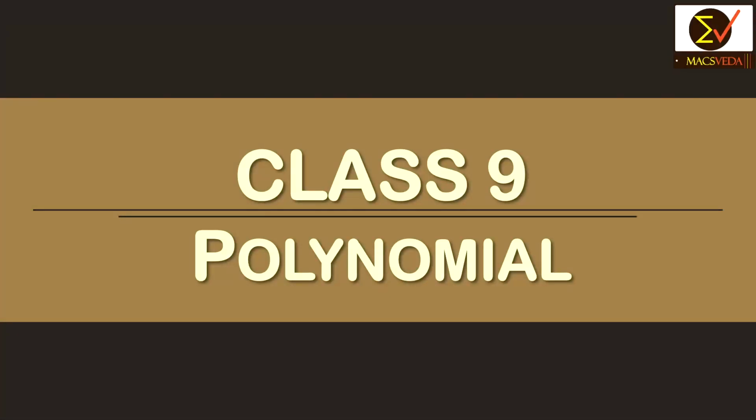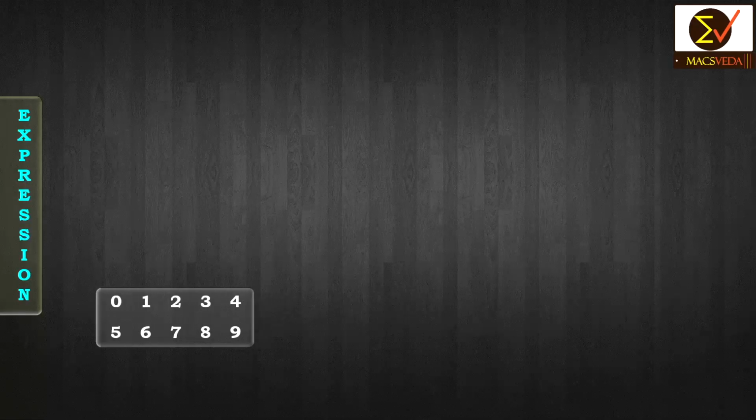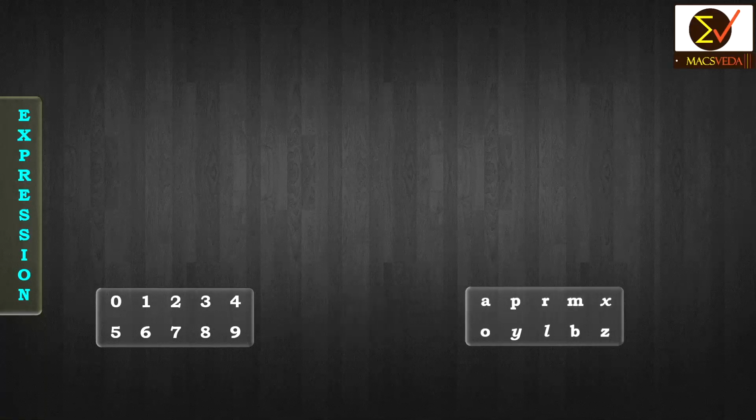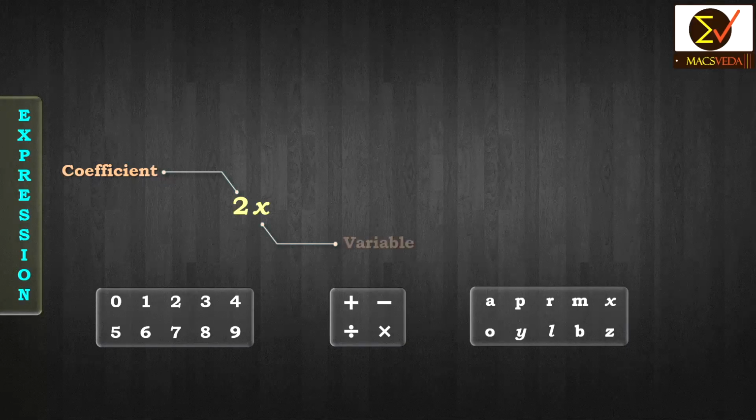Hello dear friends, in this session let us understand what polynomials are. First of all, you all know what expressions are. Constants and variables are combined with various operations in various ways to form what is known as an expression. For example, the constant 2 multiplied with x will give you an expression. Here the constant 2 is called the coefficient and x is called the variable.